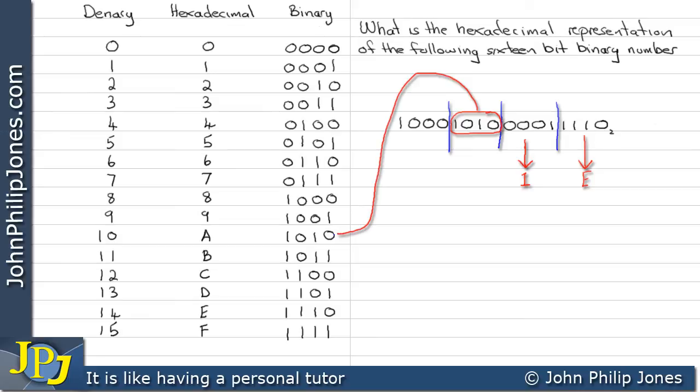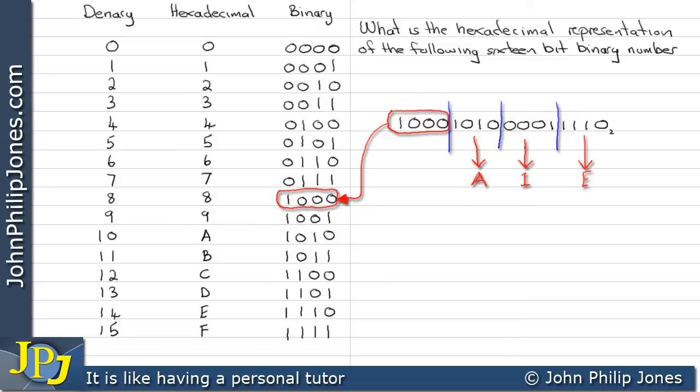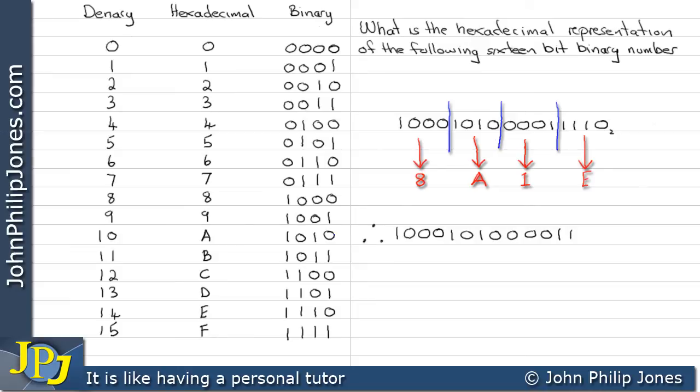As you can see here, we locate it in the table and we can see in fact that this is A, so we write the A down. We now move along to the next nibble here and we locate that in the table and we can see that that corresponds to 8, so we write the 8 down. Therefore, this binary number can be represented in hexadecimal by 8A1E.